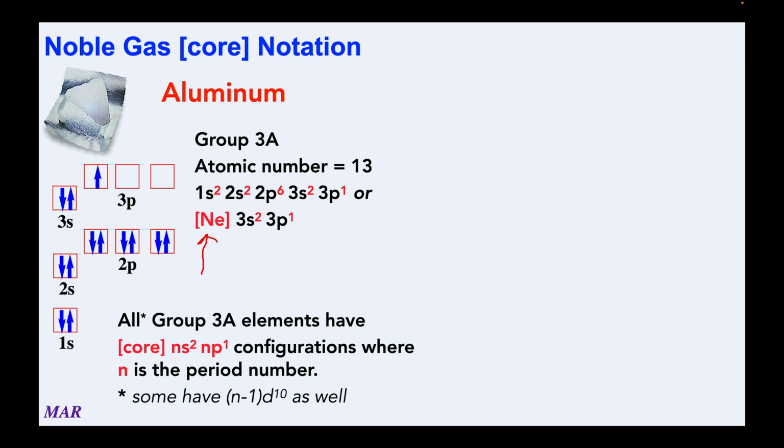So all of the group 3a elements are going to have this kind of notation. They'll have some kind of core, a noble gas core, and they'll have, depending on their period number, ns2, np1 electrons. Some of them will have d's. We'll talk about that in a second, but it's kind of cool. And the reason why these all have the same pattern is why they all kind of react the same. And this is something we'll build on in later lectures too.